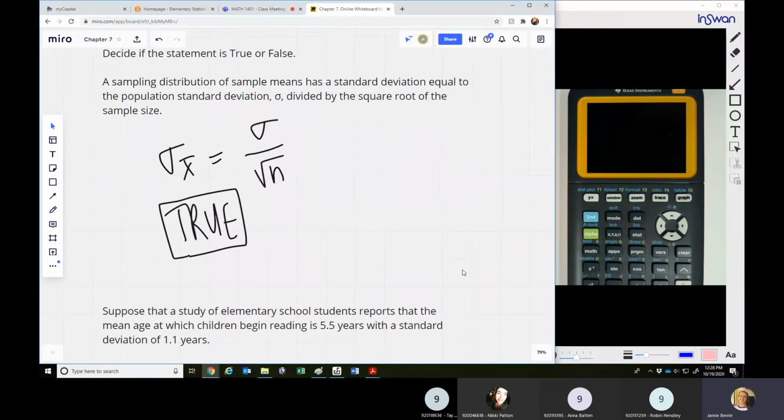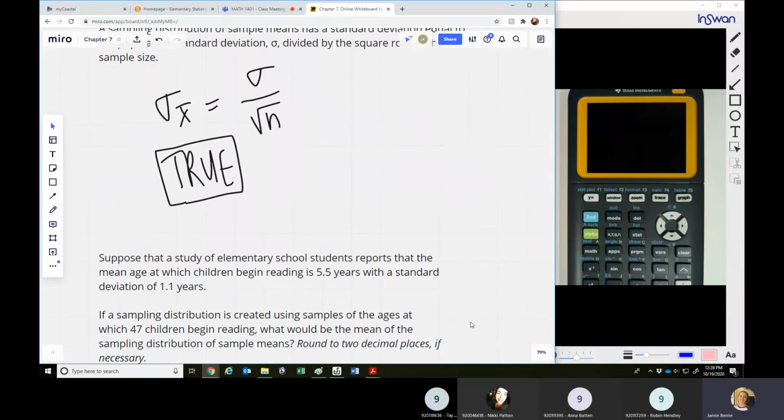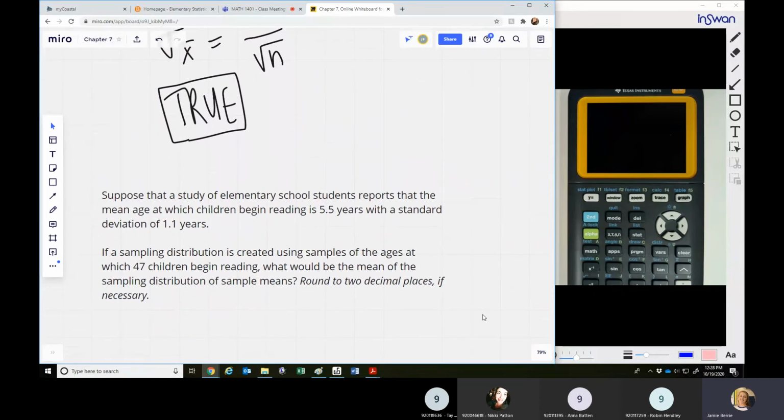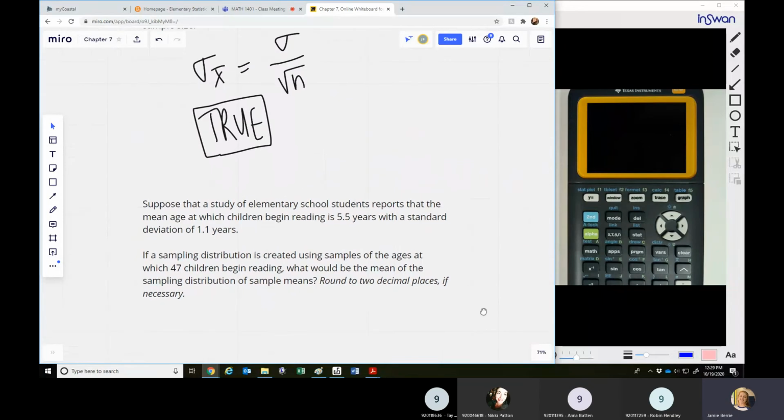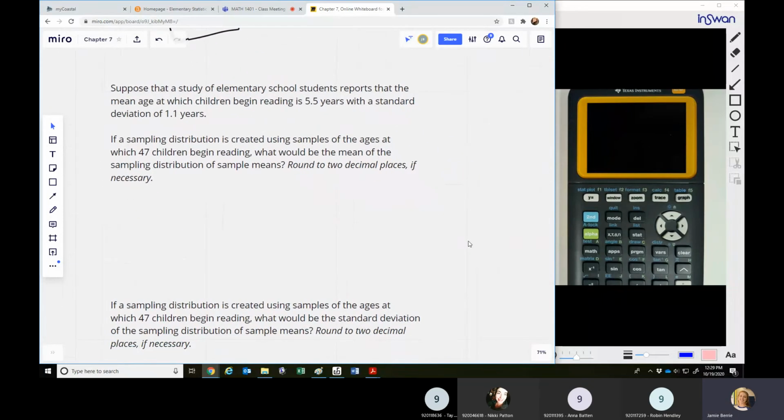All right, and then we have one last question to go over. And again, this is the one that I was telling you about at the beginning of class. This is just like what we did at the very beginning of class. It's just a word problem. It says, suppose that a study of elementary school students reports that the mean age at which children begin reading is 5.5 years, with a standard deviation of 1.1 years. So on average, kids start to read when they're about 5.5 years old, and the standard deviation is 1.1.